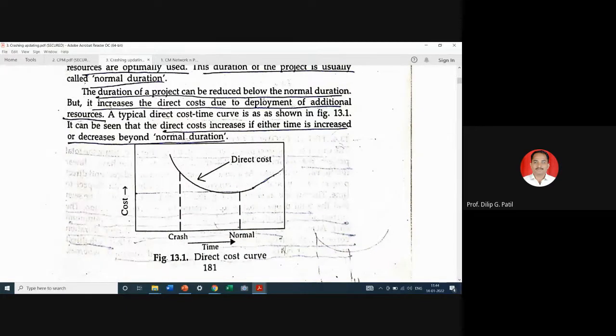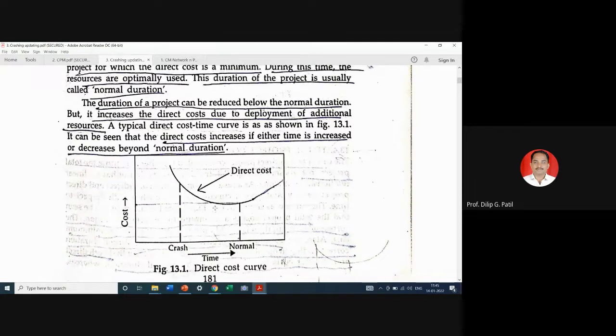Just watch this diagram and try to understand the relation for 1 minute.